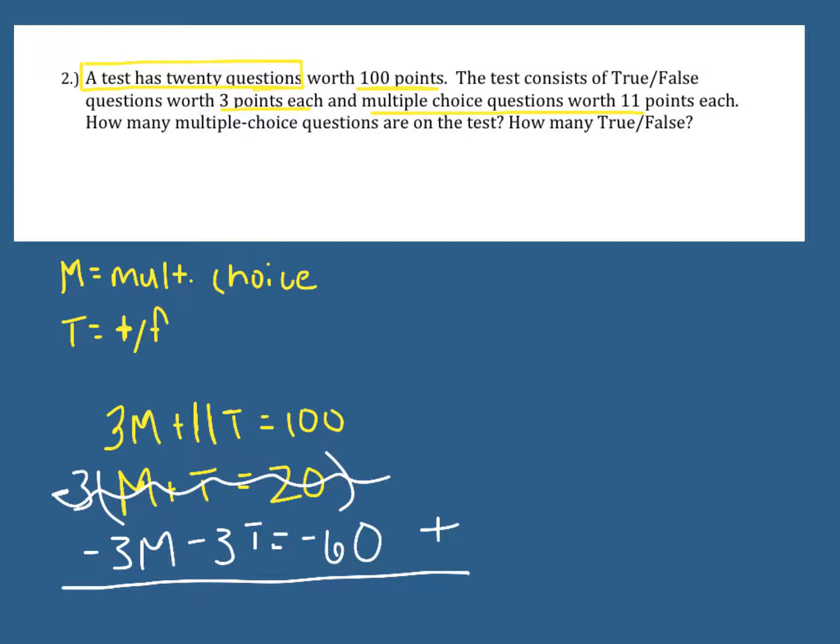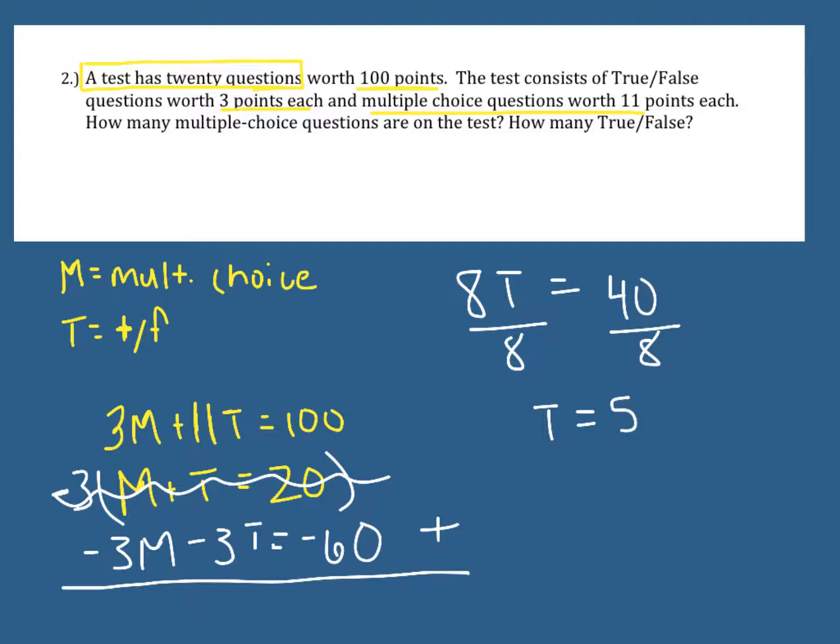So what I end up with, 3M and -3M goes away, 11T and -3T gives me 8T equaling 100 plus -60 is 40. Divide by 8. And you get true-false to be 5 questions.